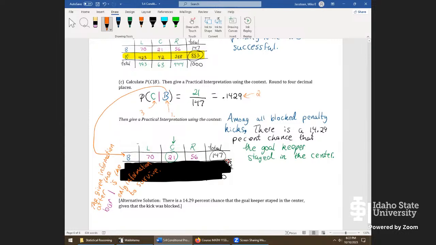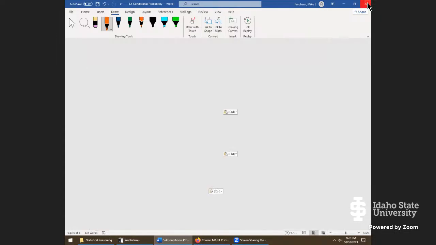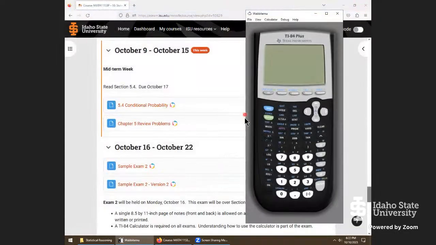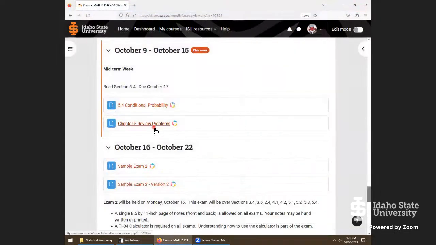Other questions about that so far? Okay, any other questions at the moment before we go to our chapter 5 review? Okay, let's save these down. And now we are done with probability, essentially. We still have to review, we'll still have to get through a second exam, and we'll still be doing probability here and there.